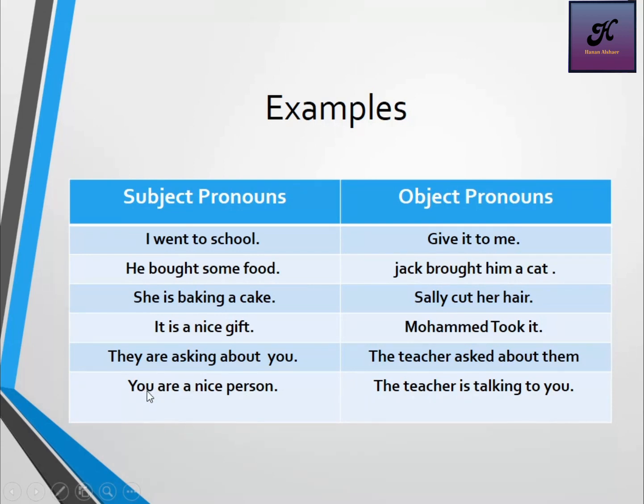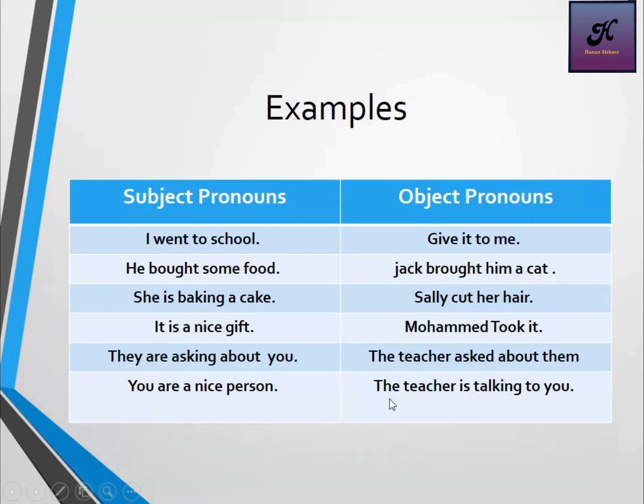Now, the last one we have is, you are a nice person. You are a nice person. I am talking to one person here. He's in front of me. It's one person. So I'm talking to, you are a nice person. Are here is the verb and you is the one who is doing the action, or I'm talking about him.